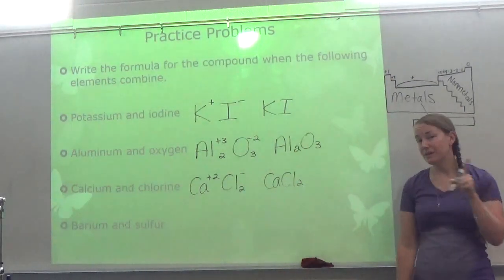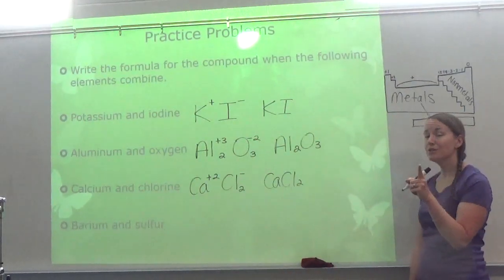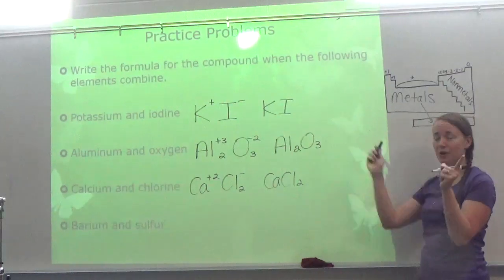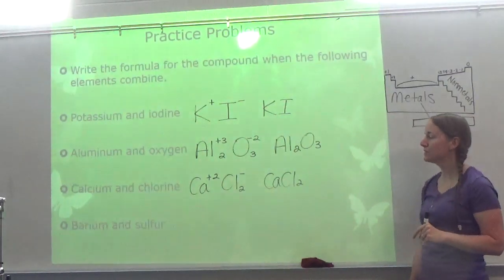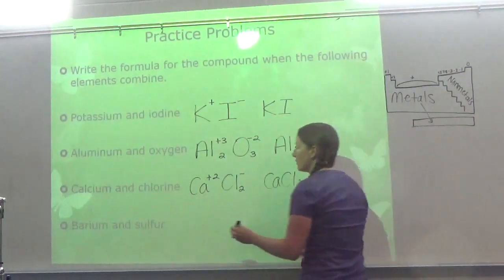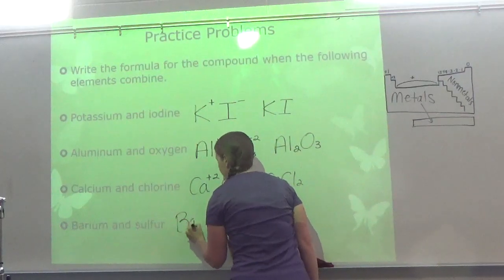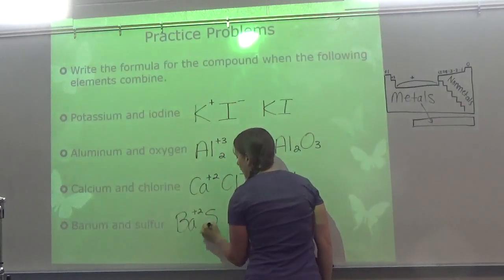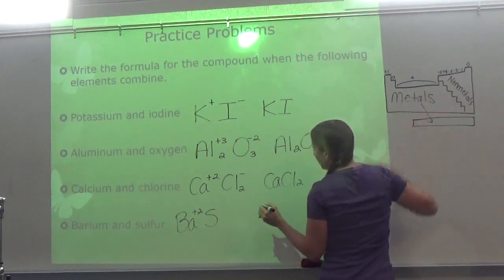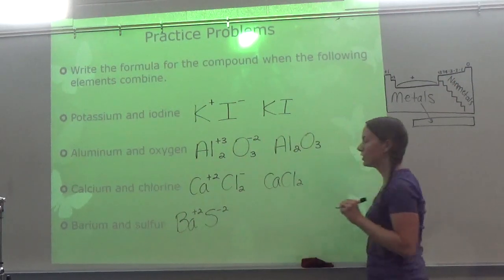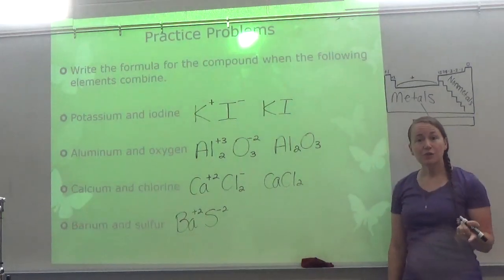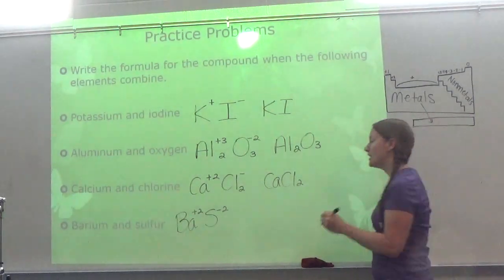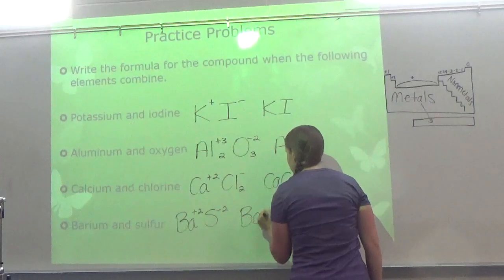And last one, be careful on this last one now. Sometimes it throws you off because y'all start getting all cocky because you're like, oh, I know how to cross charges. I remember this from physical science. All right, so barium and sulfur. Barium is Ba. It's in group 2, so it has a positive 2 charge. Sulfur is S. It's in group 16, so it has a negative 2 charge. Do a positive 2 and a negative 2 cancel? Yes, they do, so you don't cross at all.